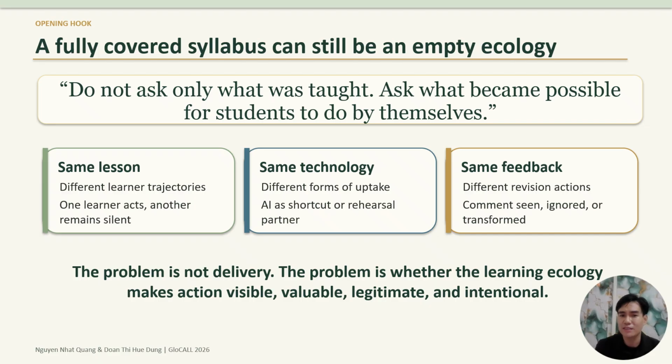This does not automatically mean the students are lazy, right? Or the teachers are ineffective. Often, the problem is deeper. The learning opportunity may exist, but it is not visible to the students. Or it is visible, but they do not value it. Or even if they value it, the classroom norms make action risky.